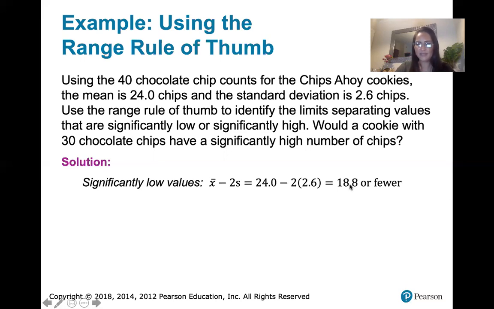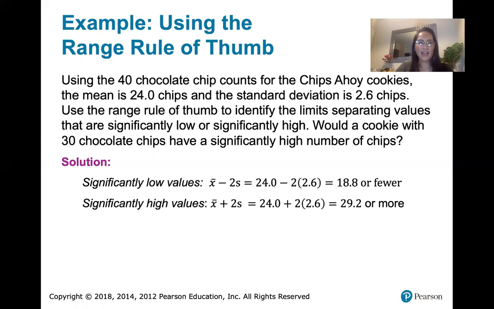If a cookie has 18.8 chips or fewer, then we will say that that is a significantly low number of chips. If you like chips, you might be disappointed if you get one of those cookies. Okay, so significantly high values come from taking the mean and adding 2 times the standard deviation. And if we do that calculation, we get 29.2 chips or more. So if your cookie has more than 29.2 chips, that's a significantly high number of chips. That's kind of a significant cookie. That's a significant number of chips.